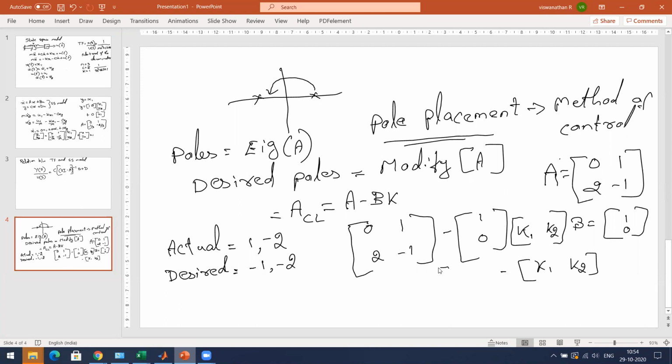Okay, so this will be 0, 1, 2, minus 1. This 1 and 0 is like 1 only. So this will be equal to A minus BK. If I subtract this, what will I get? I'll get minus K1, 1, minus K2, 2, and then minus 1. So A minus BK equals minus K1, 1, minus K2, 2, and minus 1.